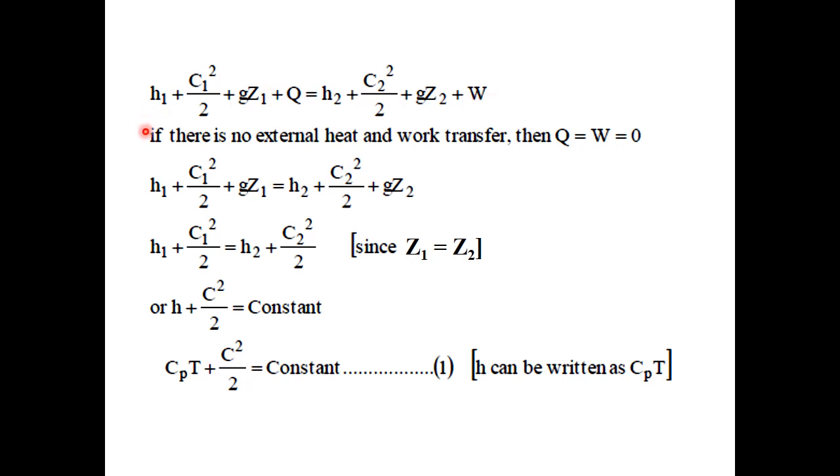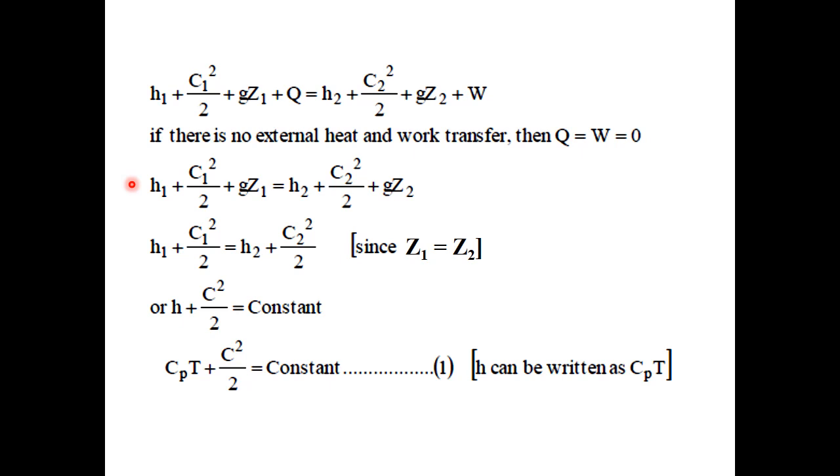Now if there is no external work and no heat is being transferred, then you can write Q = W = 0, so that our equation will become h1 + C1²/2 + gz1 = h2 + C2²/2 + gz2.